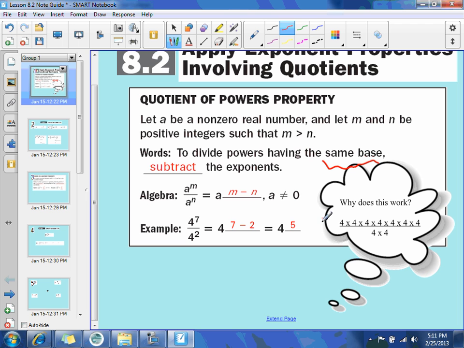So here's what I'm showing you. Up here is 4 to the 7th. That's this right here, 4 to the 7th. And down here is 4 to the 2nd. And I know that because there's 7 4s up here and 2 4s down there.